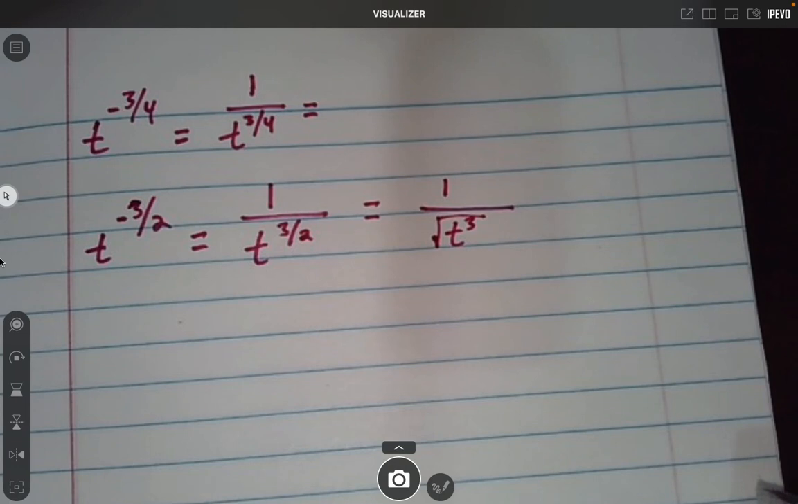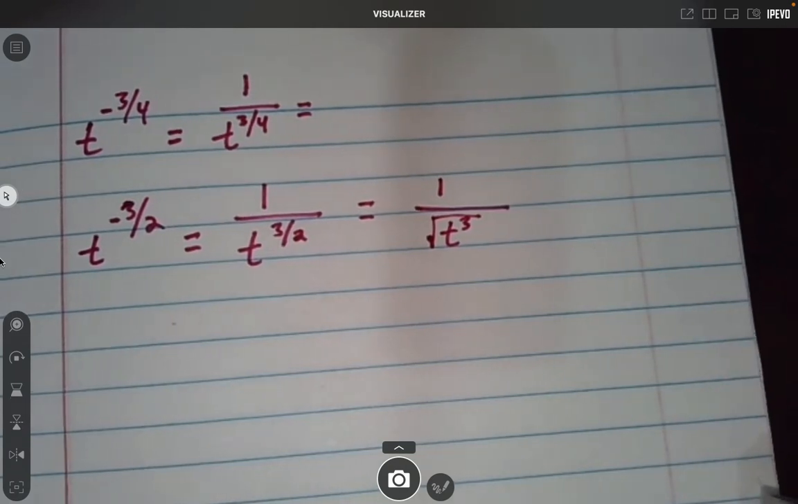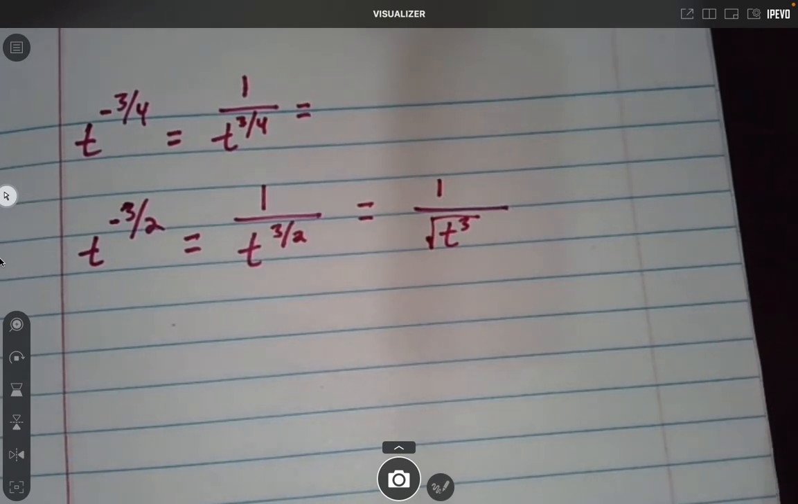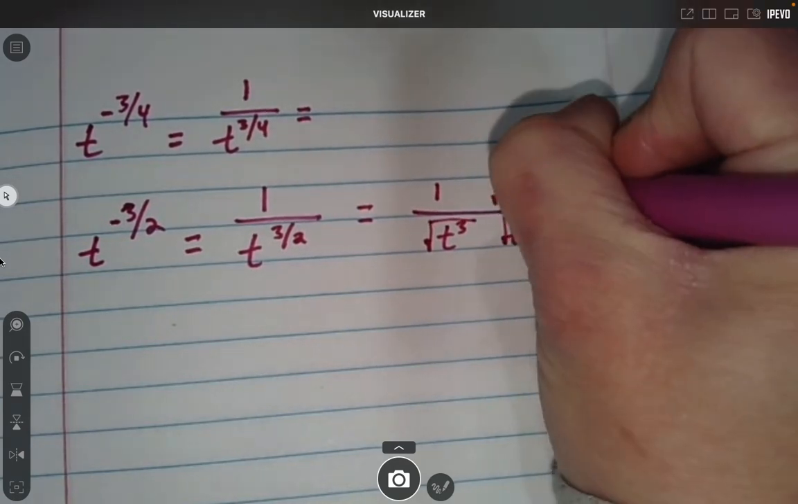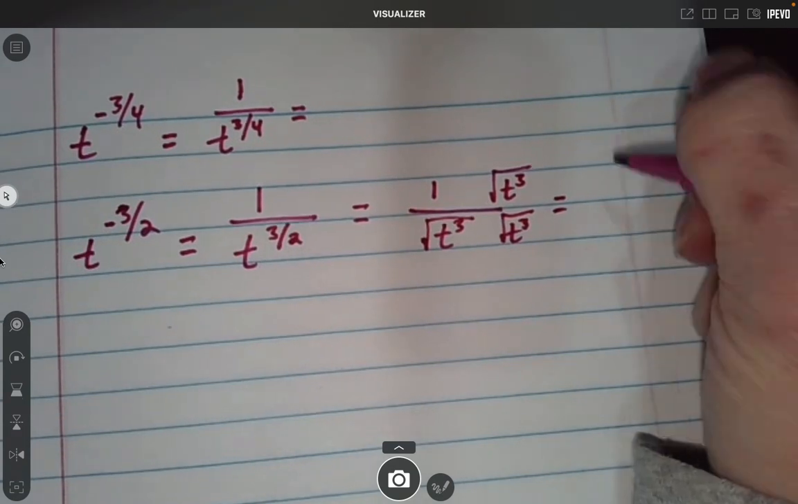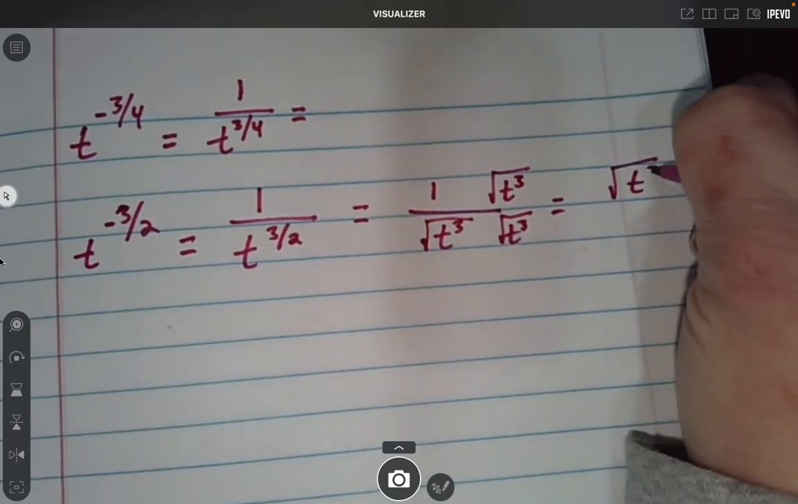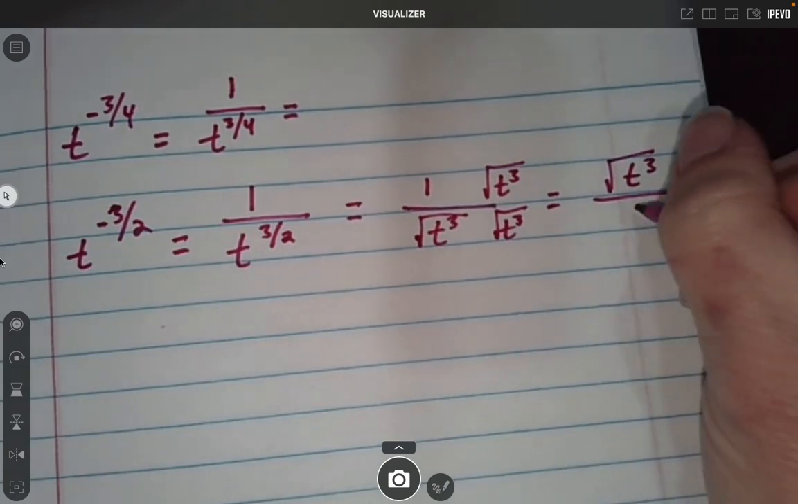Okay? So now we can't have a square root in the denominator, so what do we multiply by? The square root of t to the third. The same thing that's down there, right? The square root of t to the third. So what's in the numerator? Square root of t to the third, which I'll sadly have to simplify. What's in the bottom is t to the third.